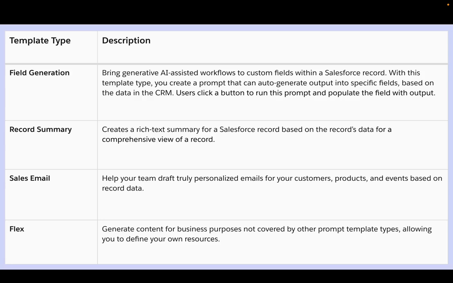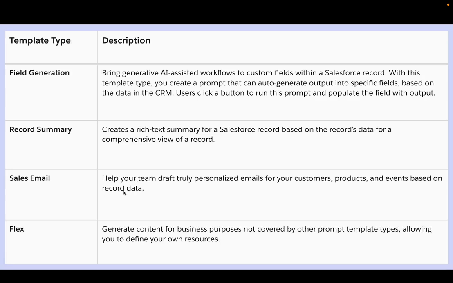Next is the record summary. It generates a rich text summary for a Salesforce record, pulling data from various fields to provide a comprehensive view of the record. This type is useful for sales reps or other users who need a quick but thorough summary of a customer or a case or anything else. You can use it when you need to give a quick and comprehensive overview of a Salesforce record, pulling together some key data points in one place.